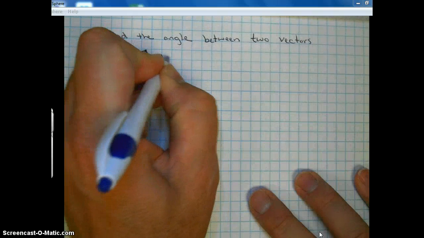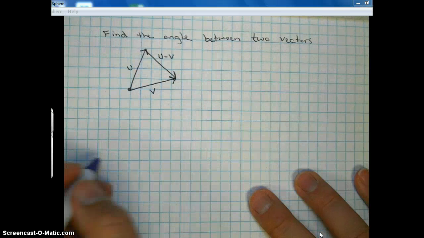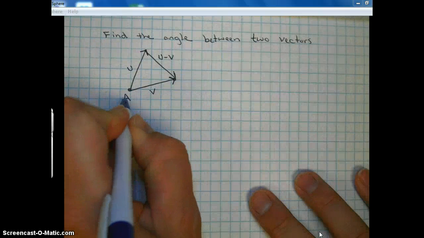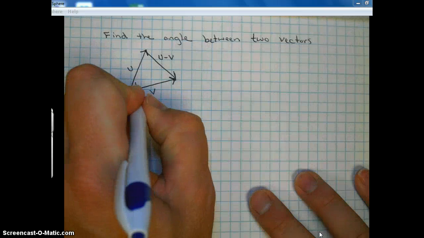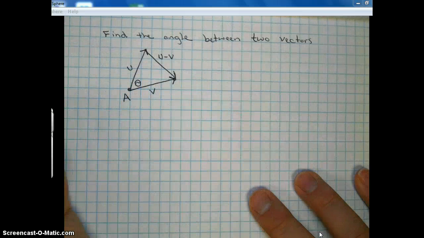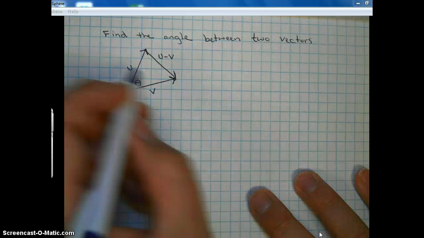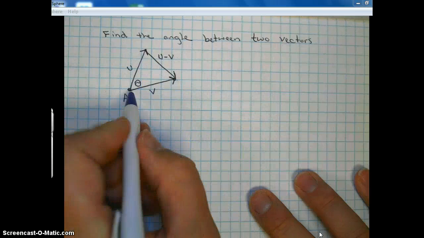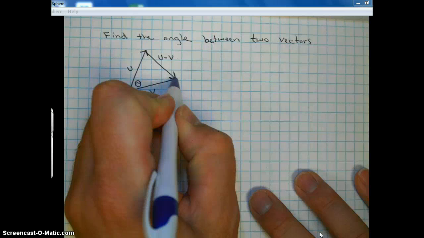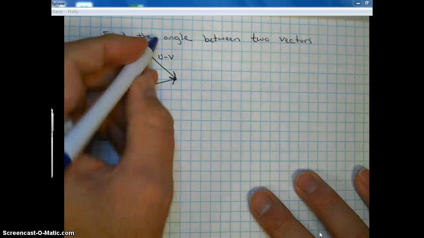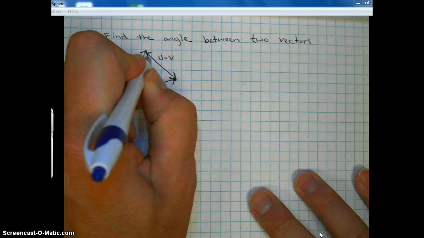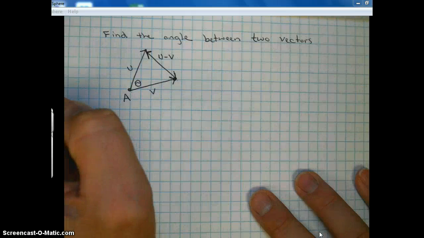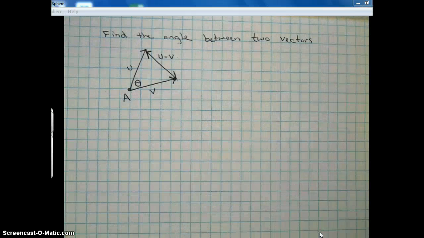Notice we have a triangle. And let's go ahead and label this vertex right here, vertex A. And we'll label this angle right here, theta. And I wrote this backwards. U minus v is going to be backwards, this direction. Okay, so how to find the angle between two vectors?